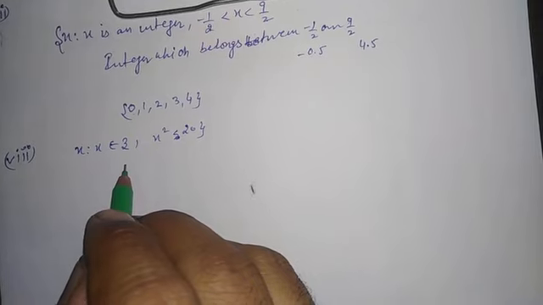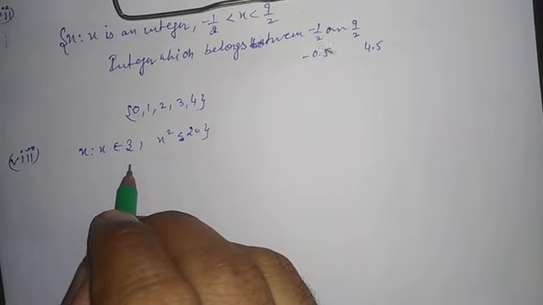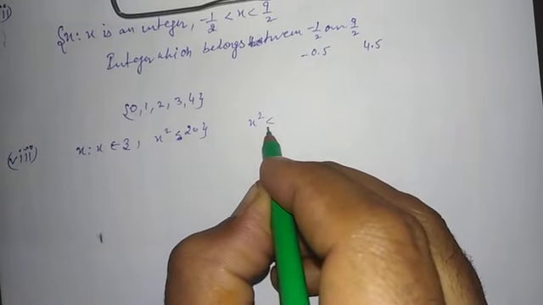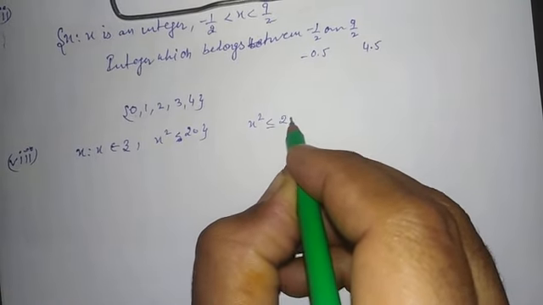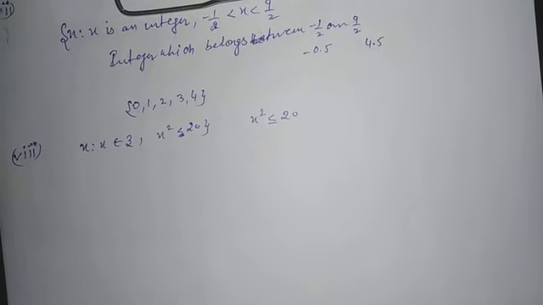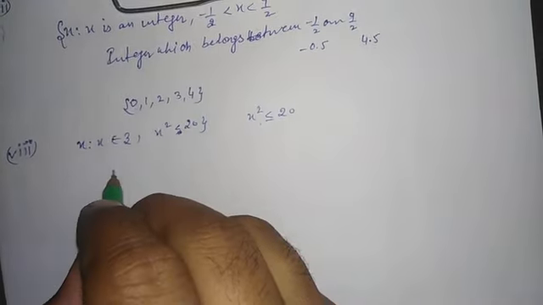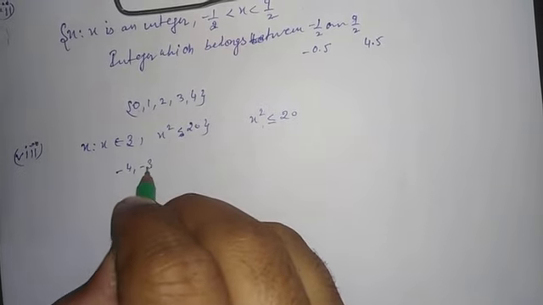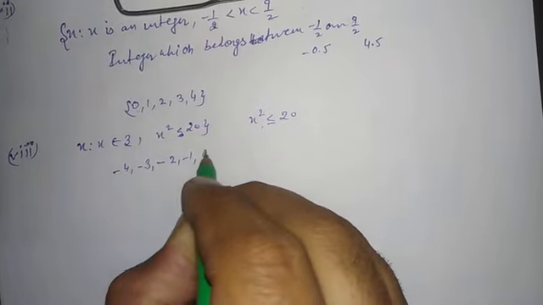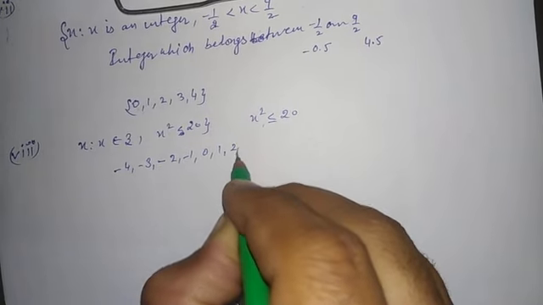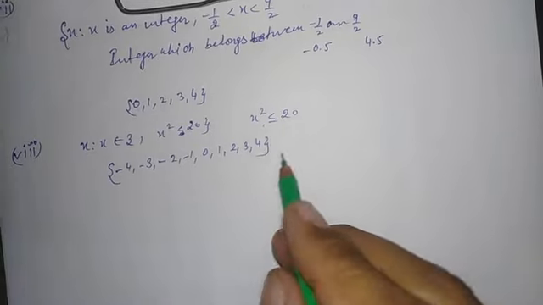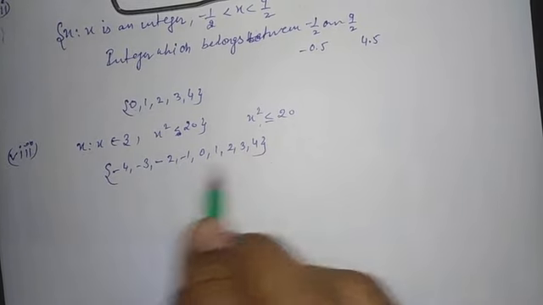When we solve this, x square less than or equal to 20. What are the possible values? Given x square less than 20: -4, -3, -2, -1, 0, 1, 2, 3 and 4. Thus the elements of the given set are these.